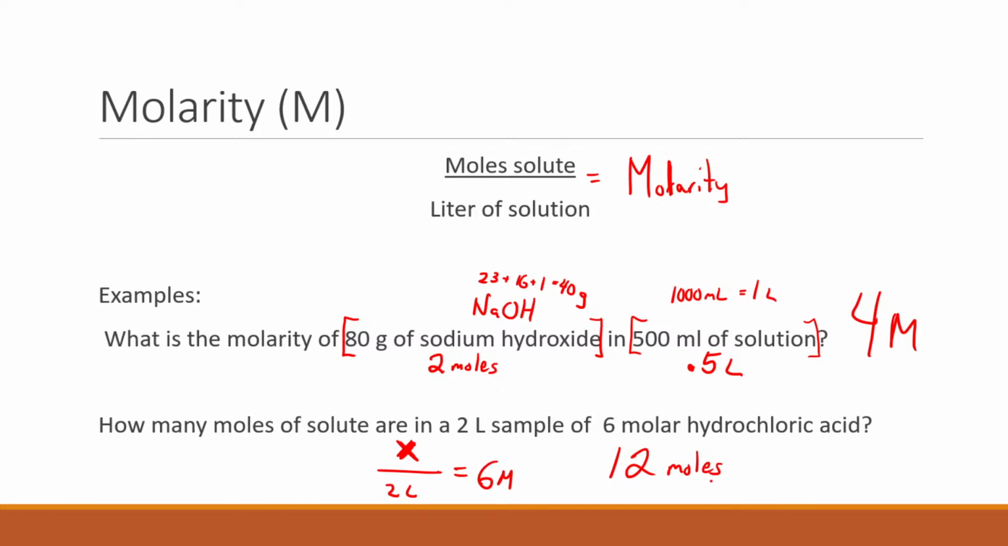When we're talking about molarity, the units of your numerator and your denominator are the most important pieces. They must match up. We can't plug 80 grams into this. It just won't do anything. We can't plug 500 milliliters into the denominator. It just won't do anything. We must make sure we get moles and liters before we solve.